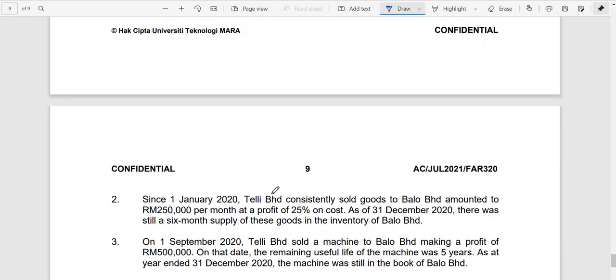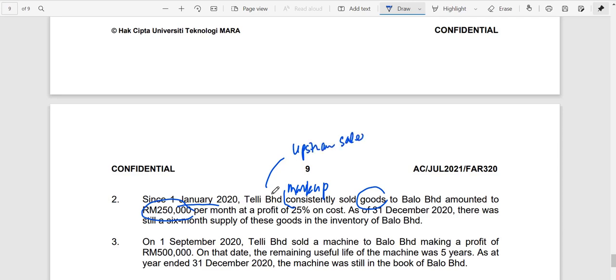This was an intercompany sale of goods. You are informed it was 250,000 per month, since 1st of January, at a profit of 25% on cost. So this is actually a markup, right? And you are informed as of 31st of December, there was still a 6-month supply of these goods. Meaning that out of the 12 months of goods that you supply each year, 6 months remain unsold in the buyer's inventory. Our case here is Tele is the seller. So this is again the so-called upstream sale.